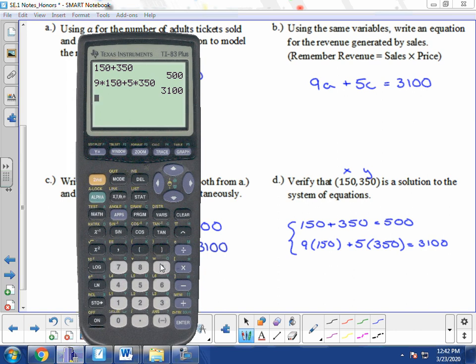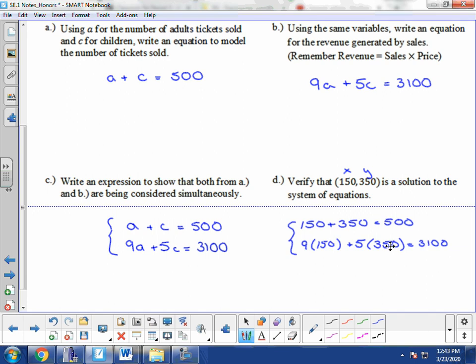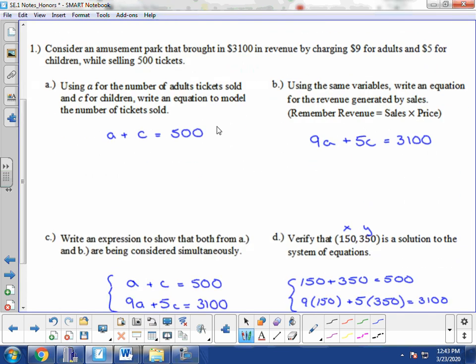So what happens if I take 350 plus 150? Okay, that works for the first equation, but now what happens if I take 9 times 350 plus 5 times 150? It equals 3,900. So the order of this is going to be important, that the 150 is in relationship to A, the adults' tickets, and the 350 is in relation to C, the children's tickets. So this is a system of equations.